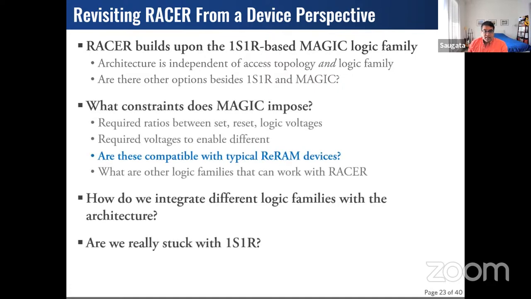And so in a follow-on work where we looked at this in JETCAS this year, we actually published this a few months ago. And by the way, for anyone who's looking for the links, they're available on the talk page and I believe on the YouTube live stream. But we wanted to understand what are some of the limitations that MAGIC and other logic families pose, and are they actually things that we can use for real devices?